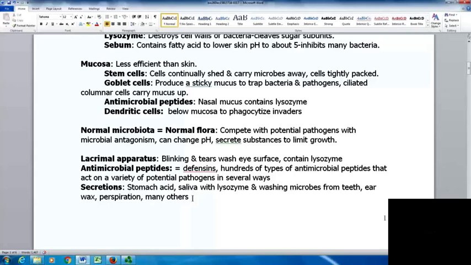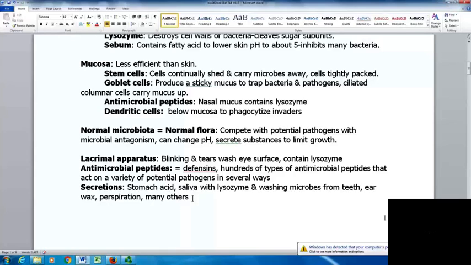Your lacrimal apparatus is in your eyes and produces tears. Blinking and tears help to wash the surface of the eye, so they mechanically help move things away. Tears also contain lysozyme, which helps to target some of the bacteria. There are antimicrobial peptides in tears. You have defensins in there.